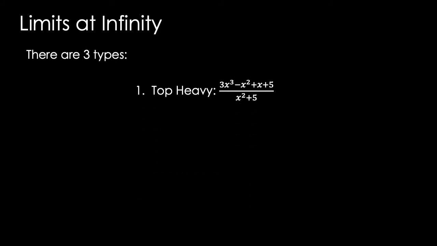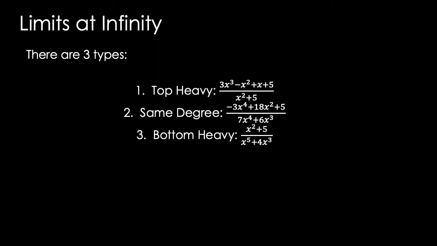Now let's move on to limits at infinity. There are 3 common types of limits at infinity. The first is a top-heavy function. Second, same degree. Bottom-heavy function is the third. So these are characterized by their highest powers. Top-heavy functions have their highest powers on the top of the function or the numerator. Same degree functions have the same power. Bottom-heavy functions have the highest power on the denominator.